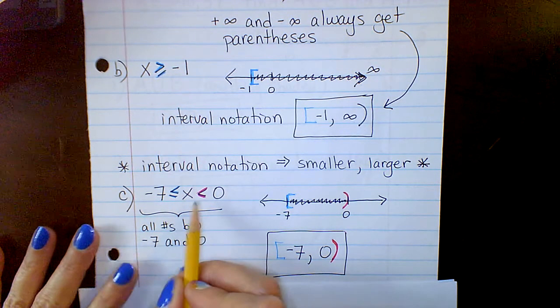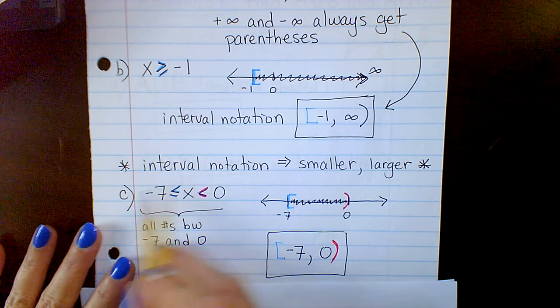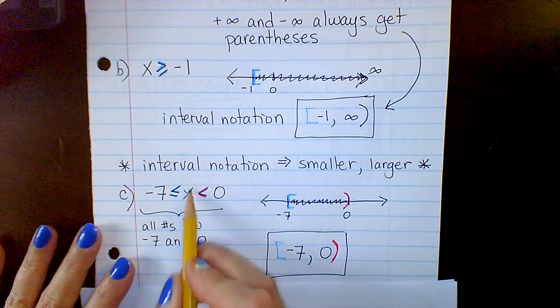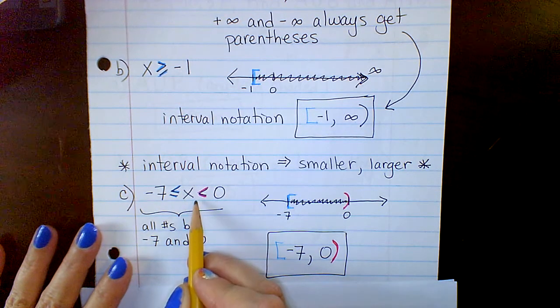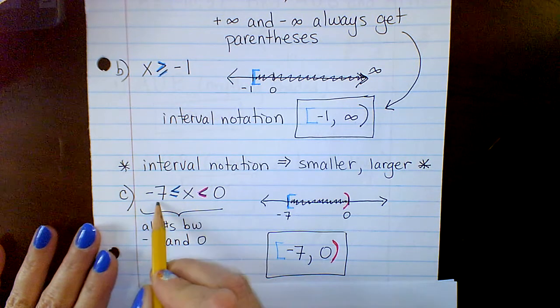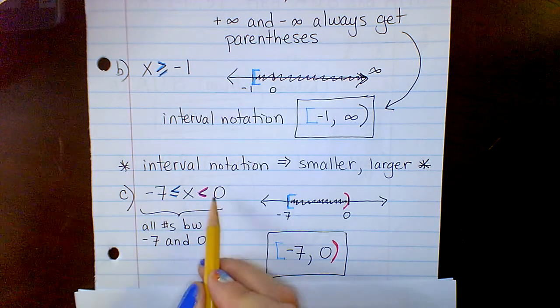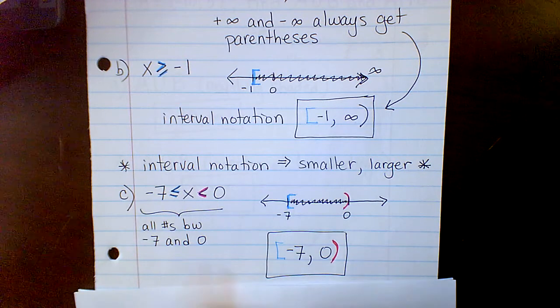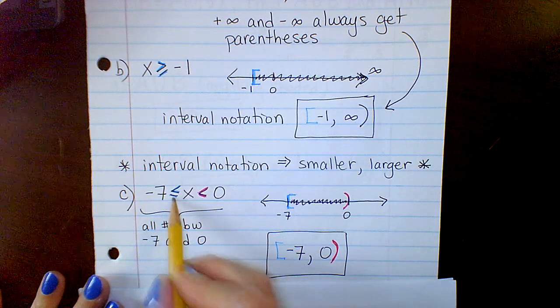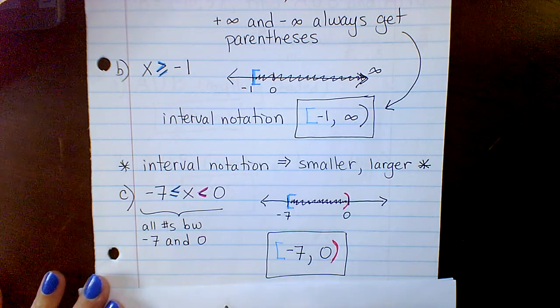Okay, how about this one? This is a way of saying all of the numbers that are between -7 and 0, including -7 but not including 0. I say that because of the "or equal to" here and the strict inequality there.